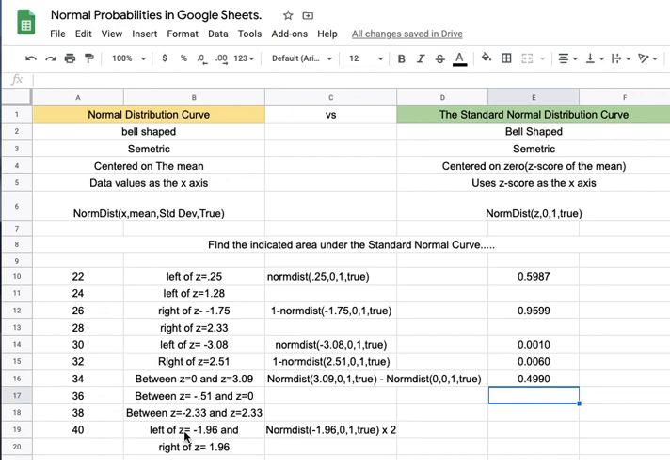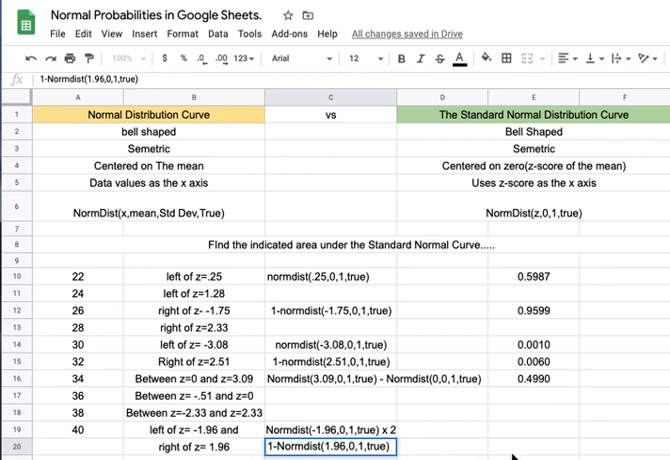So we know this area to the left is very easy. We could do normal distribution, negative 1.96, comma 0, comma 1, comma true. That's going to give us the area to the left. We could very easily do a 1 minus normal distribution, 1.96, comma 0, comma 1, comma true. And that would give us the area to the right of 1.96.